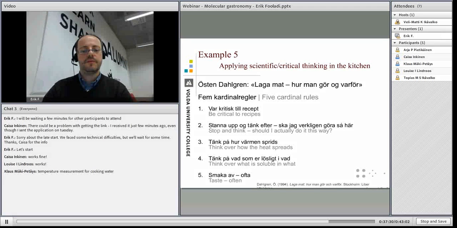And then the 5th is taste often while you are cooking. And that might not sound like a very scientific thing, but actually it could be quite scientific, because when you are tasting, you are using your analytical senses. You could say, I like it or I don't like it, but you could also use the tasting situation to promote sensory awareness and, in a way, a sort of literacy to describe what you are tasting.